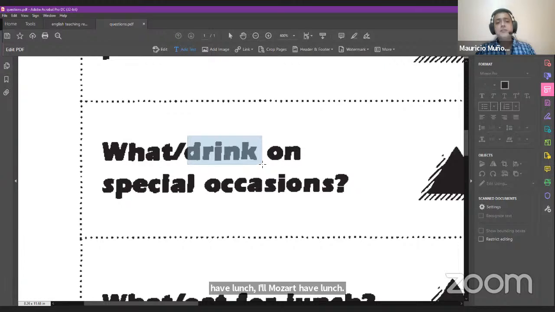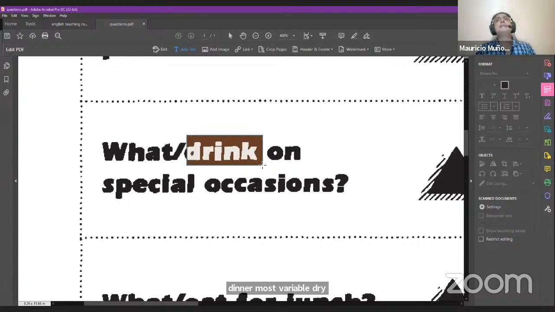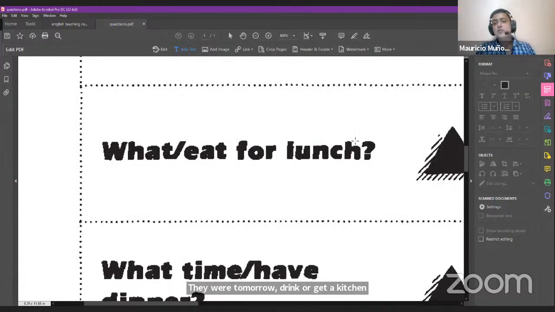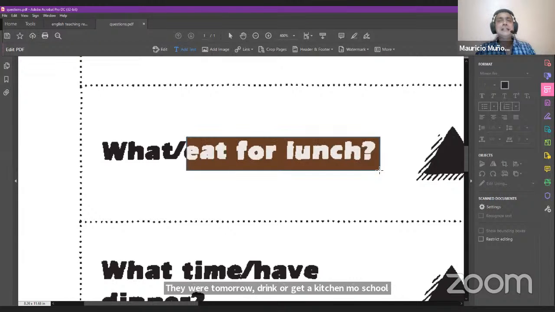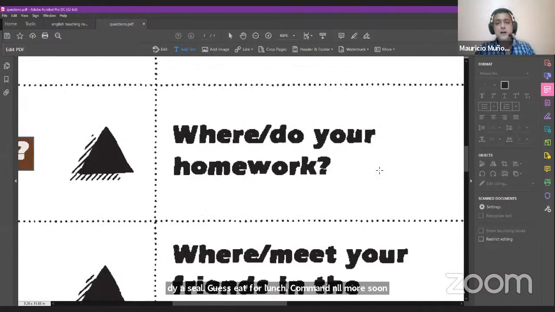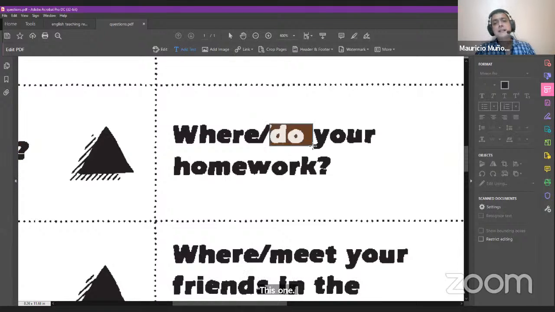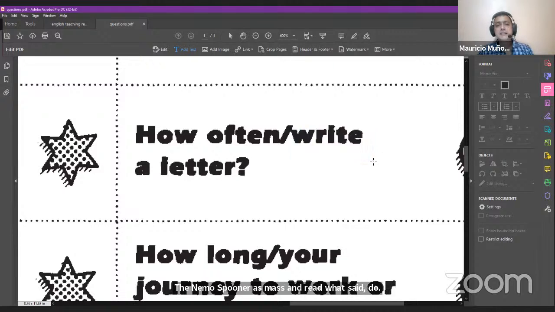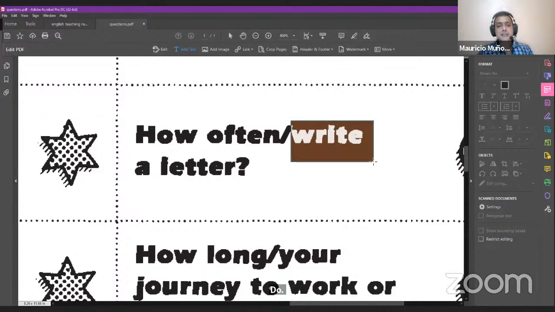Aquí tenemos el verbo drink, beber. Este sí es de ingerir un líquido. Drink. Beber, tomar. Ok. Aquí tenemos una variación que es eat for lunch. Comer en el almuerzo. This one. Tenemos una vez más el verbo hacer. Do. This one. Write. El verbo escribir.